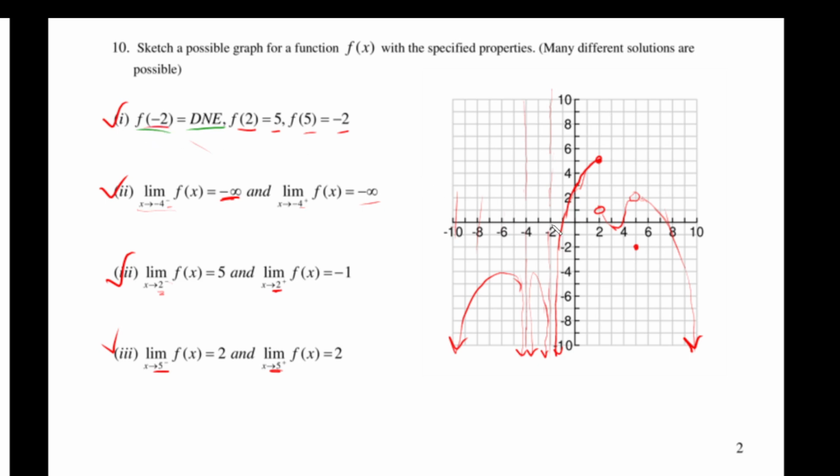F of -2 does not exist. Yep. The function of 2 equals 5. Yep. The function of 5 equals -2. Yep. And then we have -4 from the left side will approach -infinity, from the right side will also approach -infinity. Perfect. As x approaches 2, that's here, from the negative side, it'll approach 5. Perfect. From the positive side, it'll approach -1. We did not see that. So that would be this one. Let's draw this. This is my eraser.